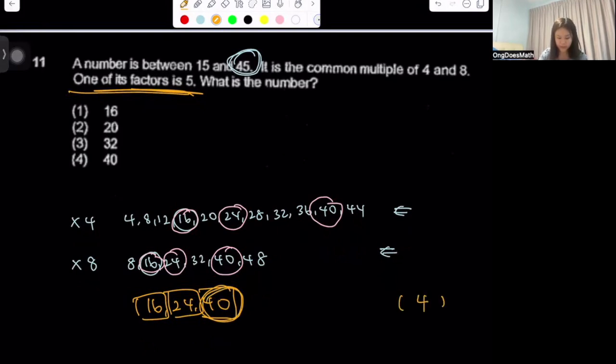Why is it 40? Because 40 is the only number that, when you divide it by 5, you get no remainder. So it's a remainder of 0, which means that it has a factor of 5. Cool?